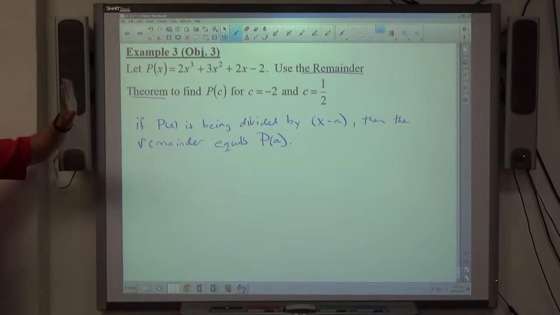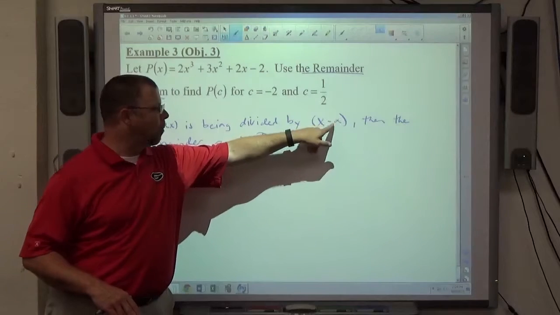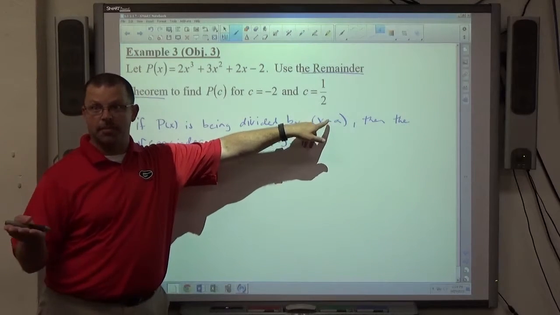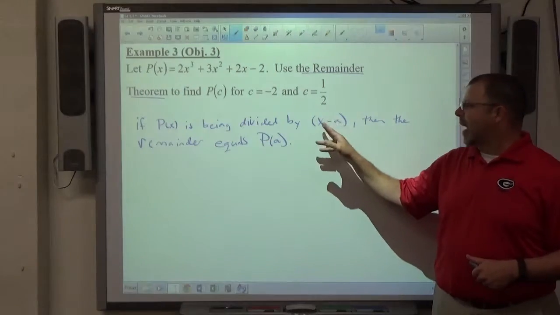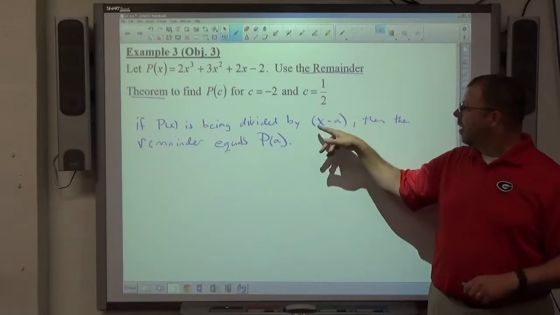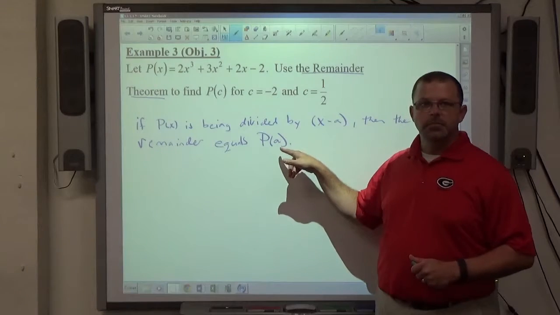If a polynomial function is being divided by a binomial x minus a, what makes this equal 0? Positive a, right? Very good. So if a polynomial function is being divided by x minus some number, or for that matter x plus some number, but x minus a, then the remainder is equal to p of a.